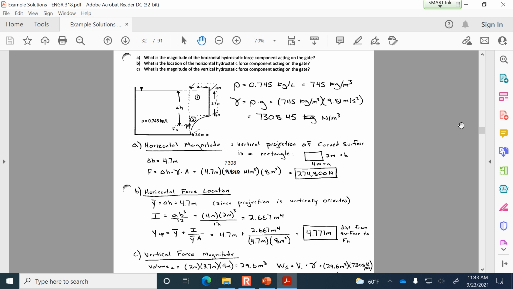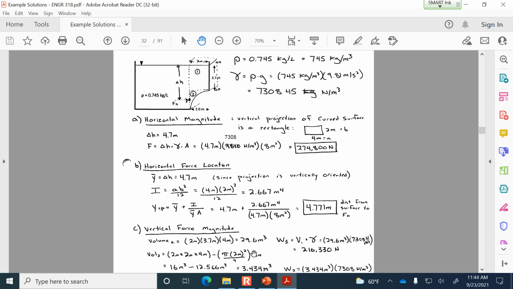It varies, but pretty regularly on the first exam, there's a question like this where you find the forces on a curved gate. There's as much chance that you'll see one of these on the test as anything else.